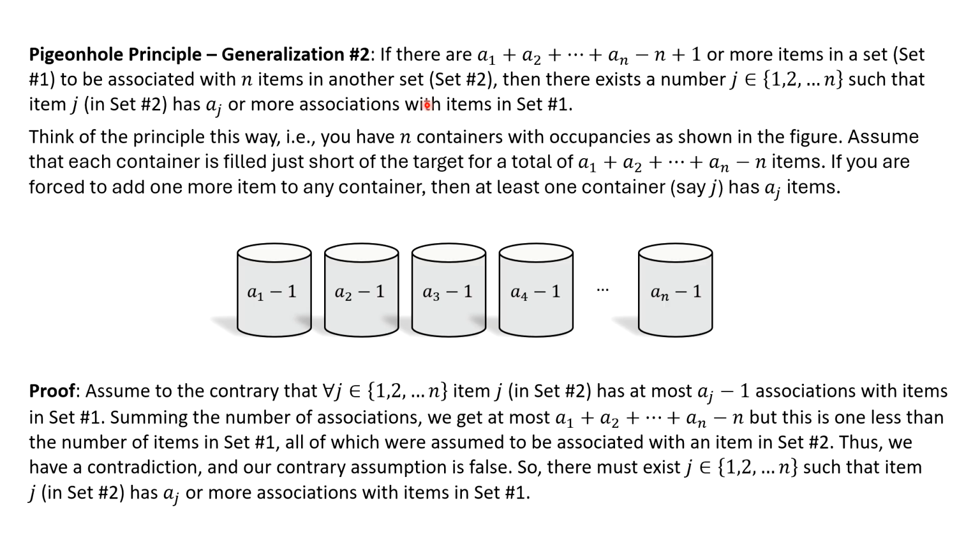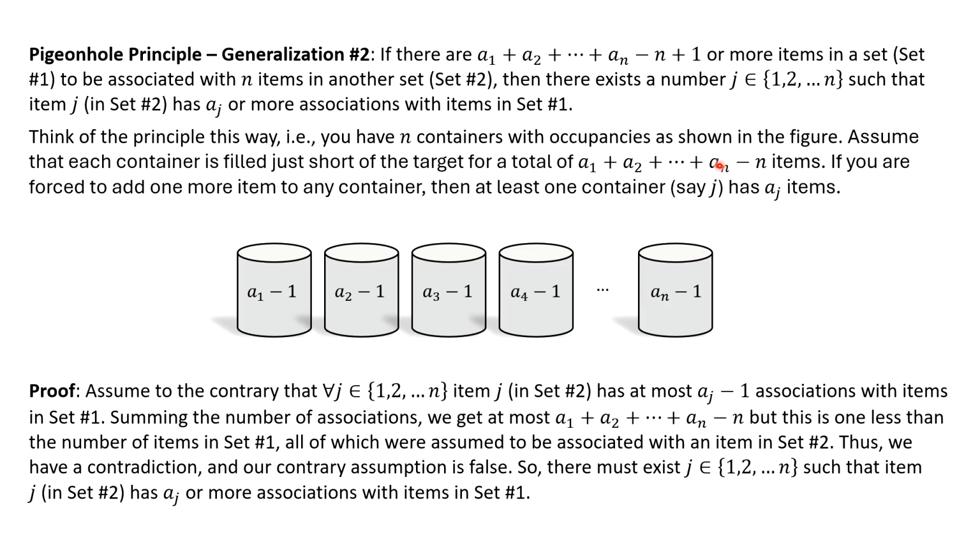So one way to look at this is to think of set 2 as being containers, and their occupancy is shown here. A sub 1 minus 1, a sub 2 minus 1, and so forth, all the way up to a sub n minus 1. So we're staying just below the threshold to this claim here, that at least one of them has a sub j items in it. So we're just below the threshold. This is the best we can do.